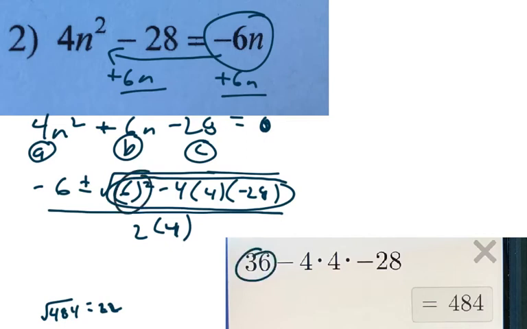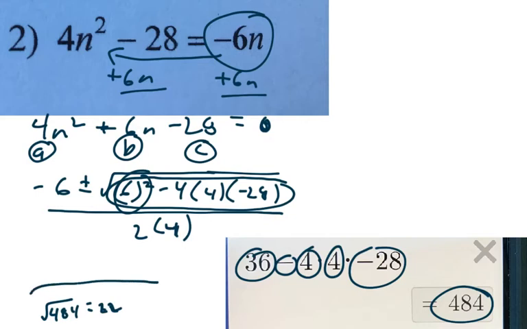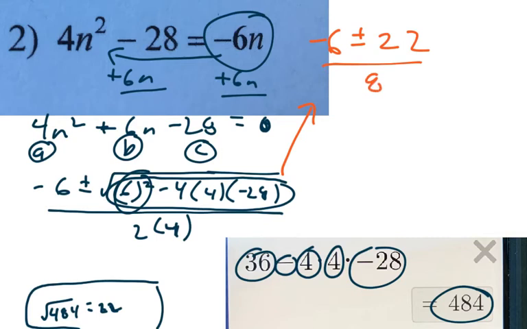So 36 minus 4 times the a times the c is 484. Now the square root of 484, guys, notice my note on the bottom left corner is 22. So this whole expression becomes negative 6 plus or minus 22 over 8. 2 times 4 is 8. Again, all of this became 484. The square root of 484 is 22.